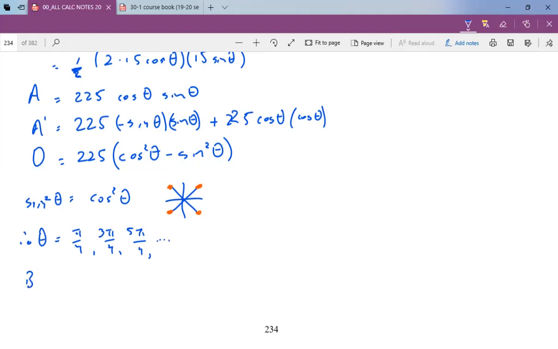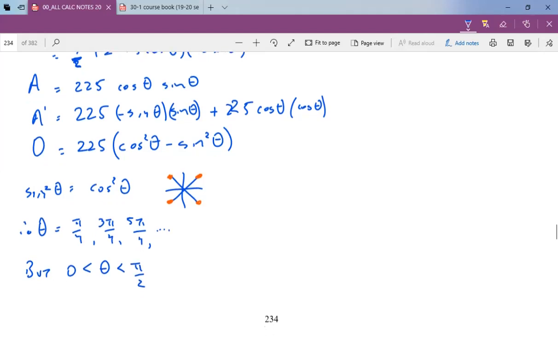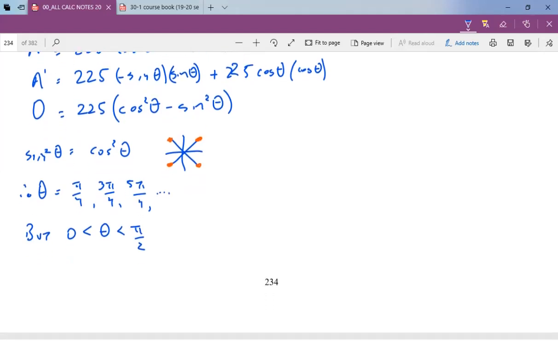But we noticed right at the beginning that theta had to be between 0 and 90, so theta had to be between 0 and pi halves. And which of these is between 0 and pi halves? Well, just pi quarters. So what we have is A prime, and let's draw our number line. Our number line is going to go from 0 to pi halves. Pi quarters is our critical number in the middle.